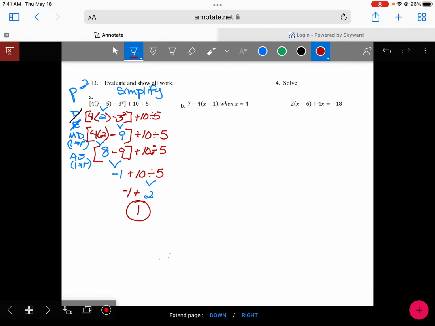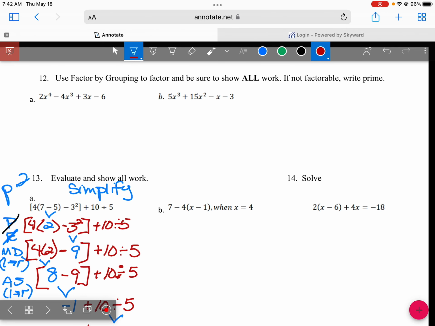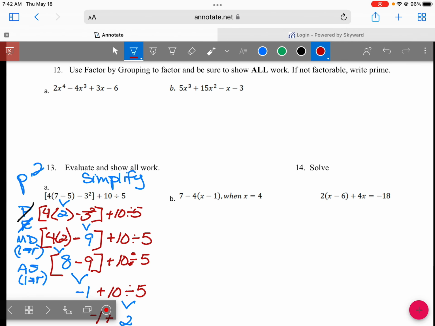Any other questions before we hit the circles hard? Yeah. 12A. Okay. Did we not do 12A? I guess I did in some other classes. Okay, use factor by grouping to factor and be sure to show all work. So we are factoring. We're not solving, we're just factoring. We did do 12A? Were you absent? No. Okay, I'll do it really quickly.